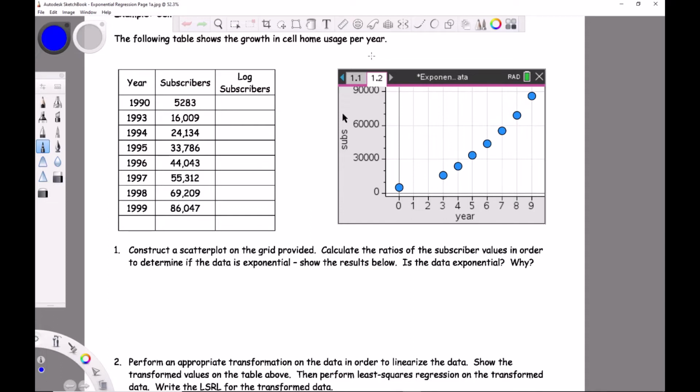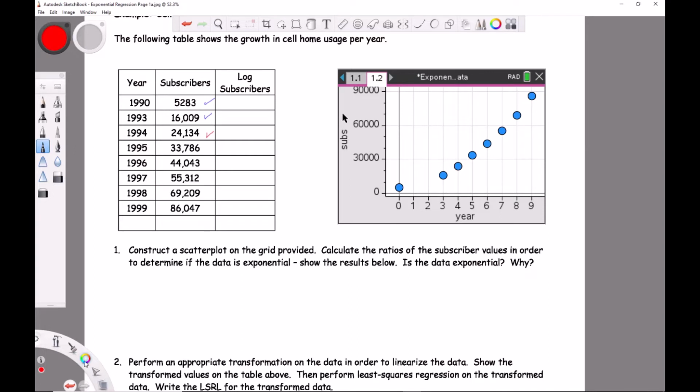Now we're supposed to calculate the ratios of the subscriber values. All right, there is no way that we can make a common ratio with this and this. No way, because it's really not in equal time periods, right? Here we're missing 1991 and 1992. The rest of them are fine, right? So we're really going to need to start with this.